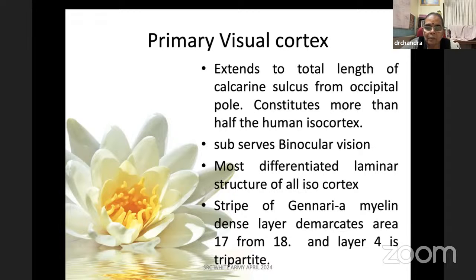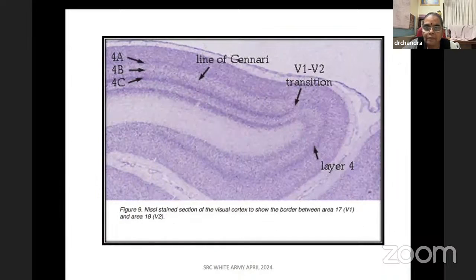We saw the primary visual area 17, and 18 and 19 are the association areas, and 17 and 18 are separated by the stripe of Gennari. And we know that there are about 6 layers, and the 4th layer in the occipital cortex is tripartite. So this is the histopathology showing the line of Gennari between area 17 and 18.